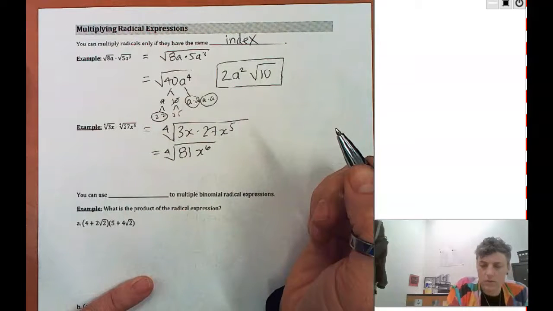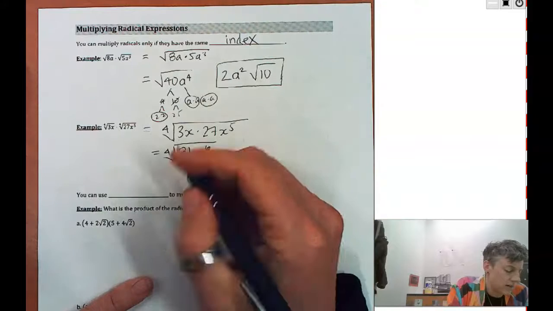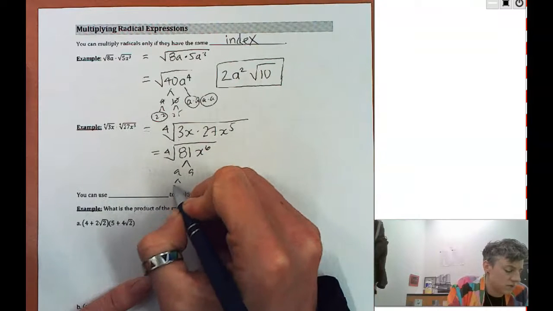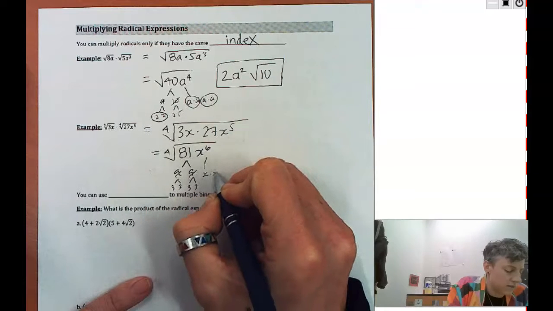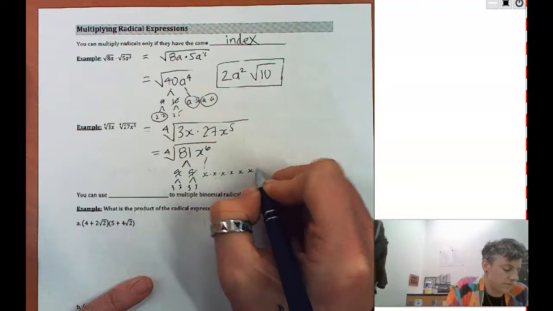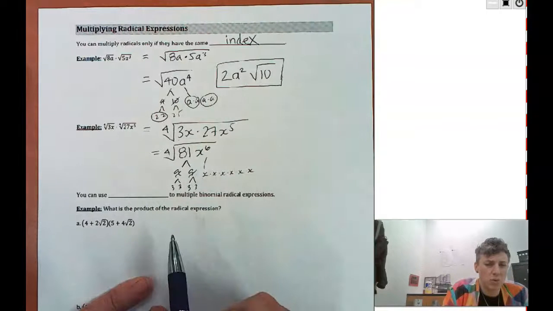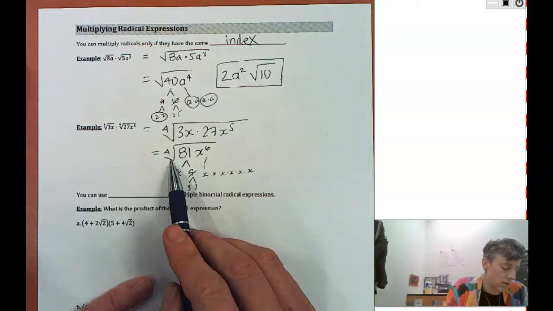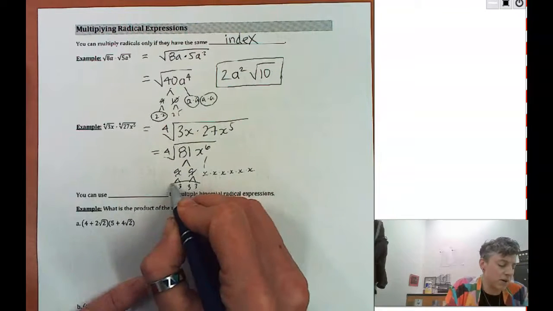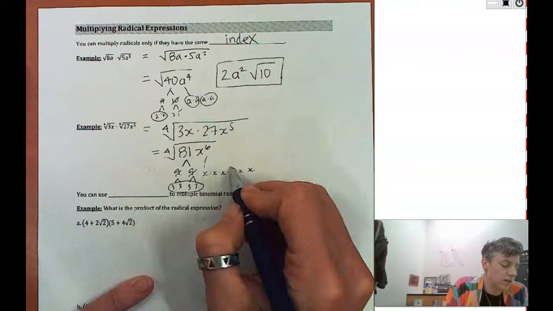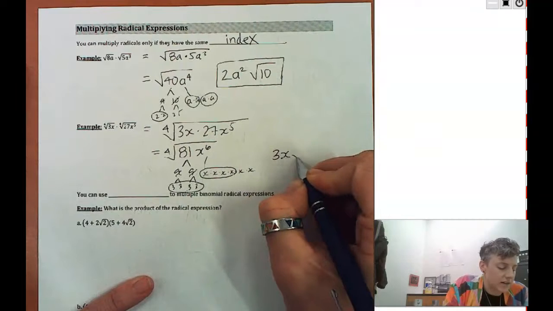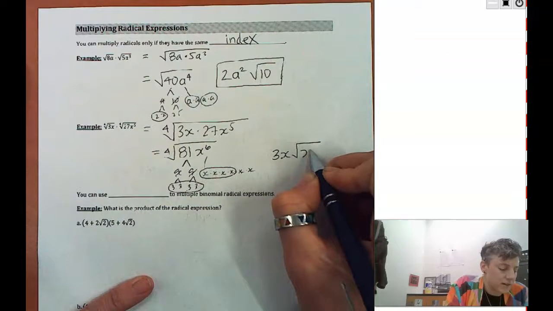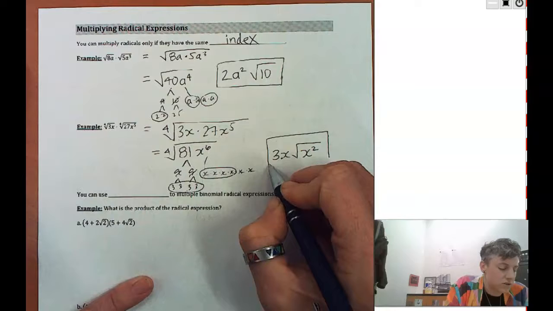All right, well, shall we break it down then? I think so. 81 is 9 and 9, is 3 and 3, and 3 and 3, and 6 x's together. But how many need to go in a group? Well, our index is 4. So we're looking for groups of 4, which we got in the 3s, baby. And we got 4 x's here, so we'll have 3x on the outside, and x times x on the inside is x squared. That's the simplified version of that.